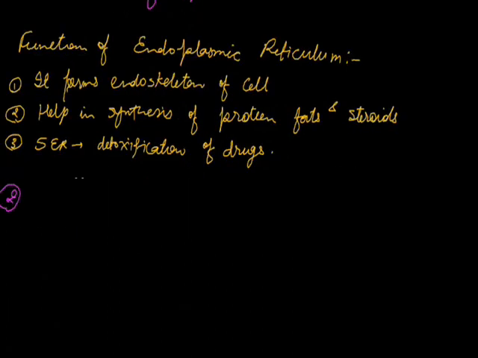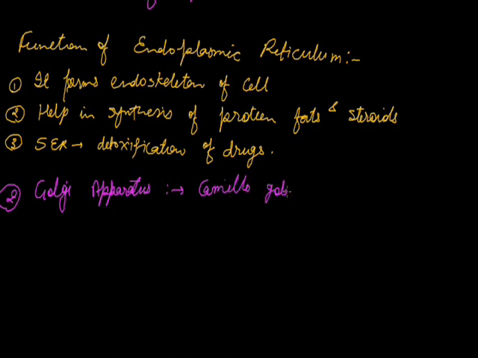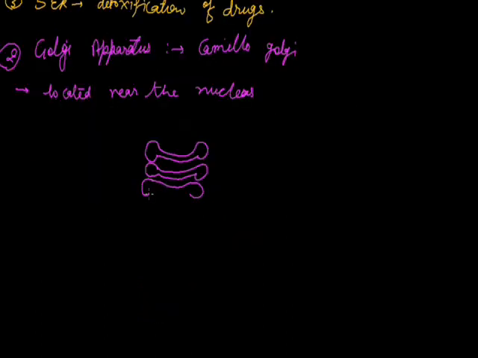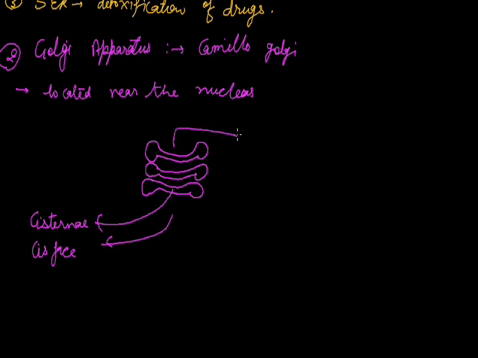Second single membranous cell organelle is Golgi apparatus. This was discovered by Camillo Golgi. It is located near the nucleus. This is the structure of Golgi apparatus. Here, this flattened part is known as cisternae, and this portion is cis phase, and upper portion is known as trans phase. These are vacuoles.